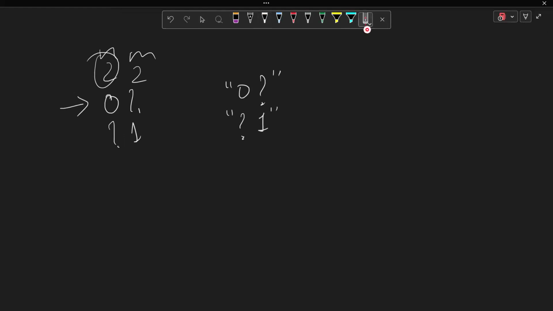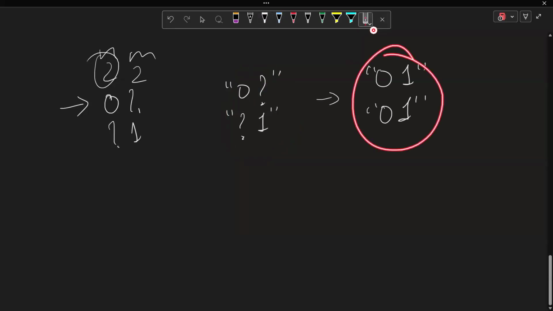Now for these m strings, you need to replace the question marks by some value, either 0 or 1, so that after the replacement, for the final m strings that you get, the sum of Hamming distances between every pair is maximum. What does that mean? Let's say I replace the first question mark by a 1 and the second question mark by a 0. Now after this replacement, this is the final m strings that we get. This is my first string, this is my second string. Now I need to find the value for every pair.